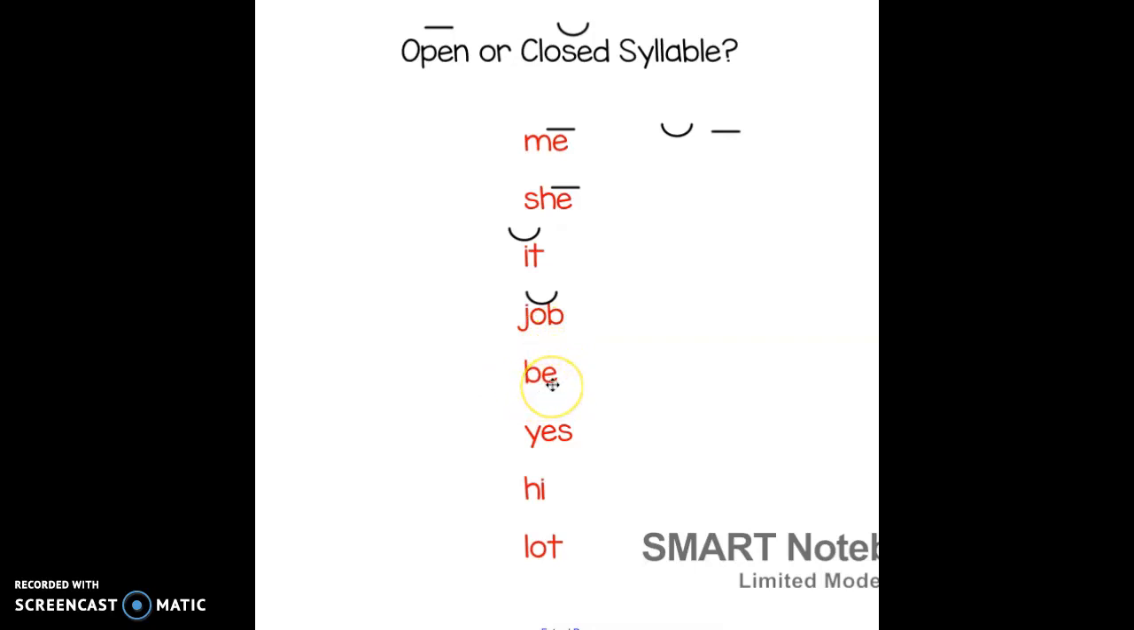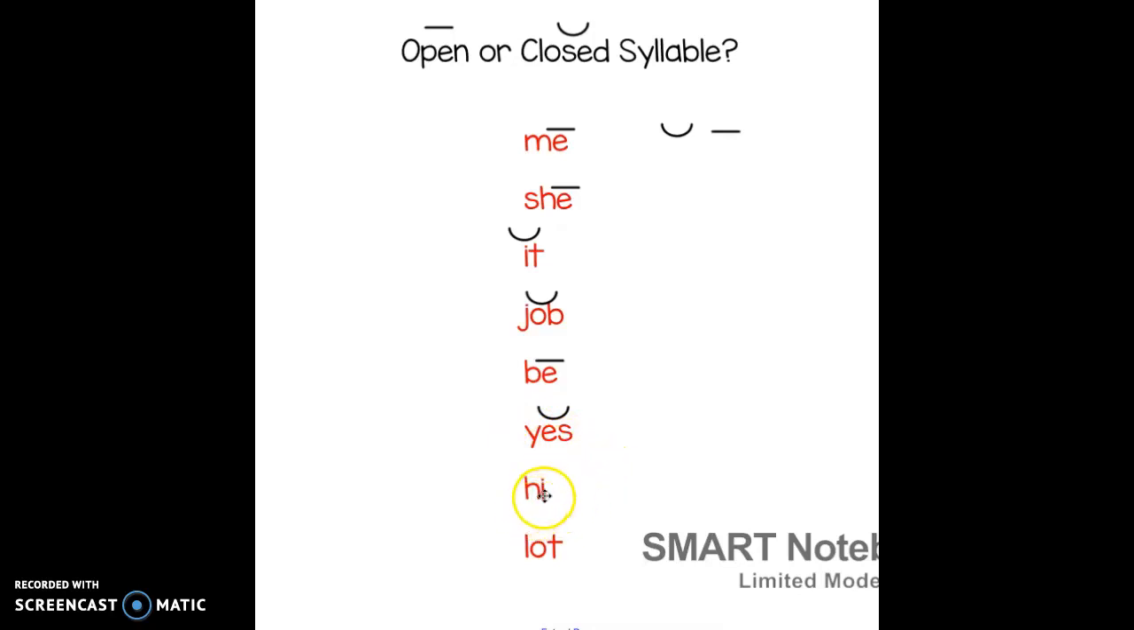Next one, let's look at the ending. Oh, I see it ends in a vowel, so it makes it say its name. So let's move this symbol. So let's tap it out. B, E, be. Very good. Next one. I see it ends in a consonant. So this is a closed syllable. So if it's a closed syllable, the vowel is short. So let's tap it out. Y, eh, yes. Yes, very good.